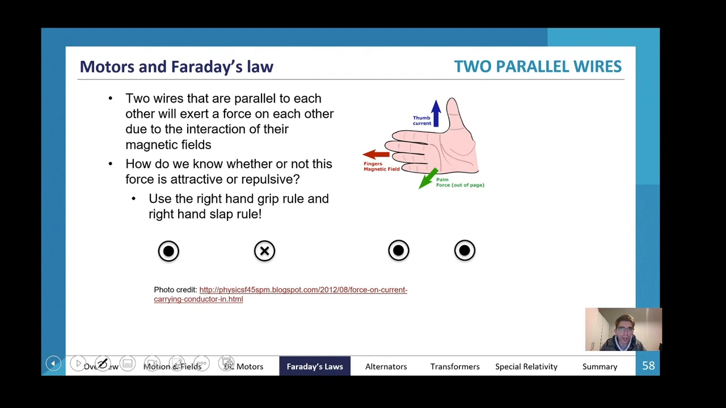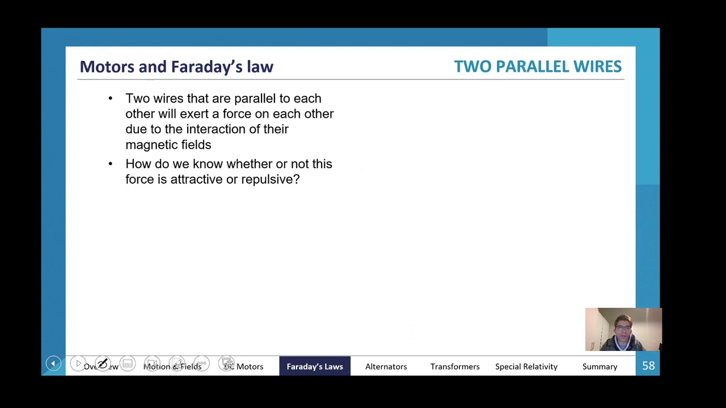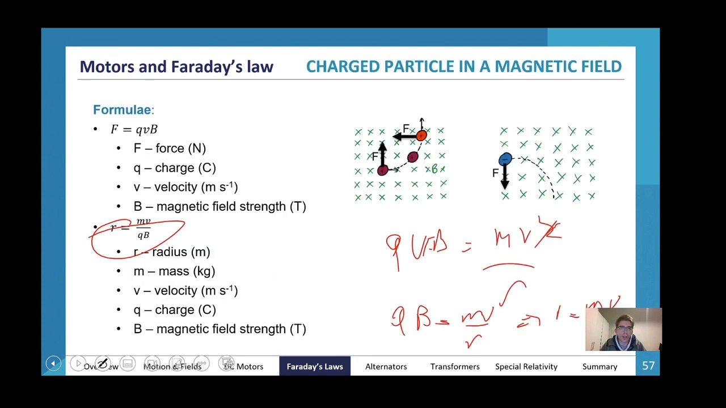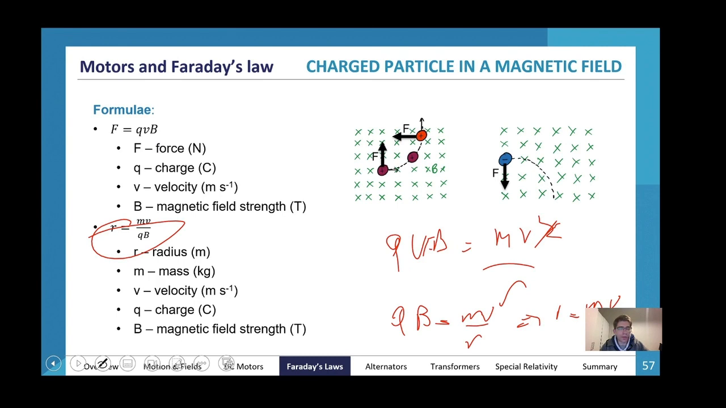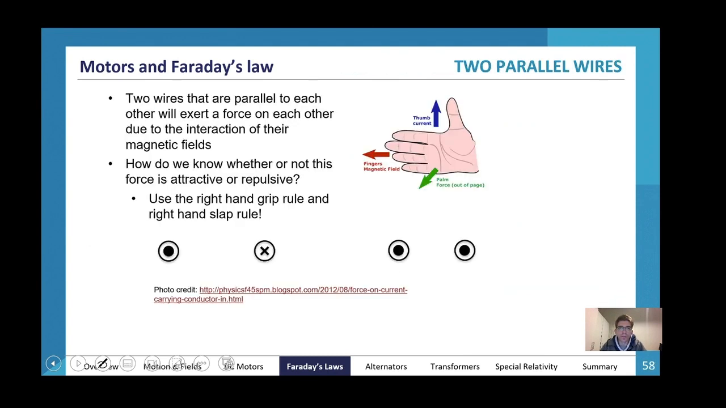So you can use this formula to find the radius of the path of the charged particle. Now, two wires that are parallel to each other will exert a force on each other due to the interaction of their magnetic fields. How do we know whether or not this force is attractive or repulsive? Well, we use the right-hand grip rule and the right-hand slap rule.